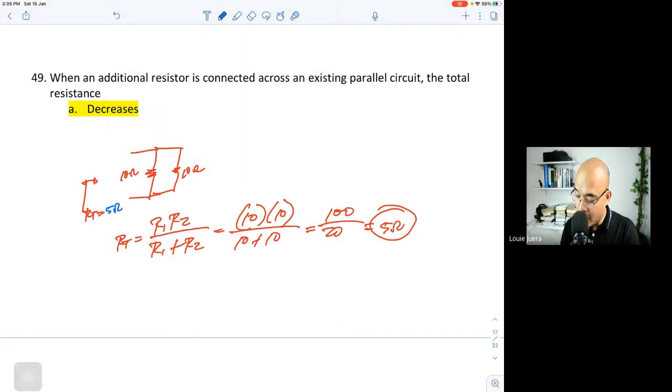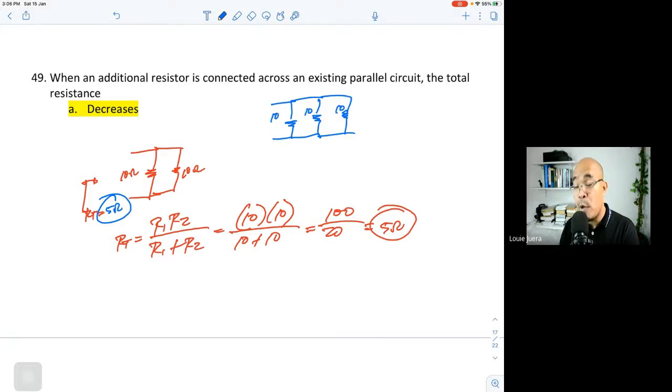So take note that the original resistors here are 10 ohms. Then you connect another 10 ohms, that is equal to 5 ohms. Only 5 ohms. Now, what happens if you connect another 10 ohms? So the equivalent resistance here is already, let's try to solve it in a manual way. Let's have this one as 10 ohms again, 10 ohms and then 10 ohms.